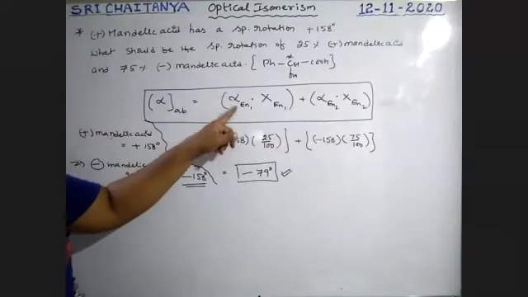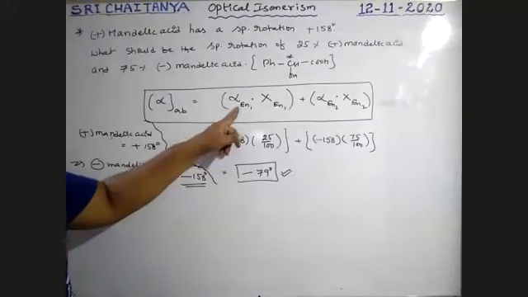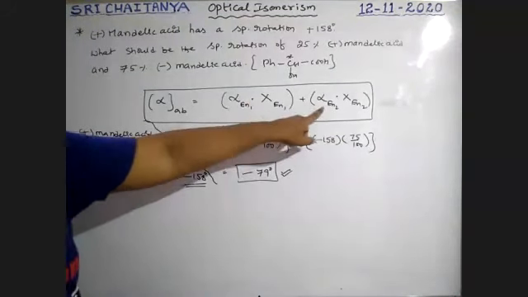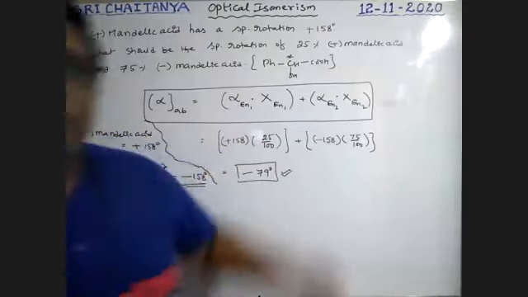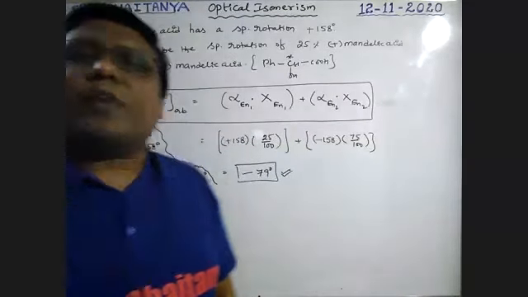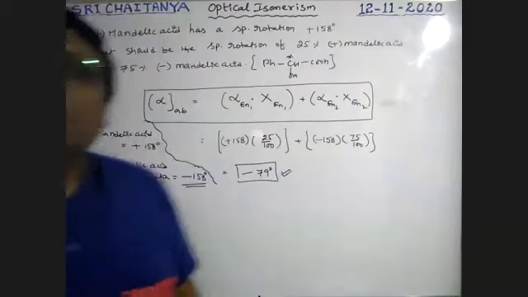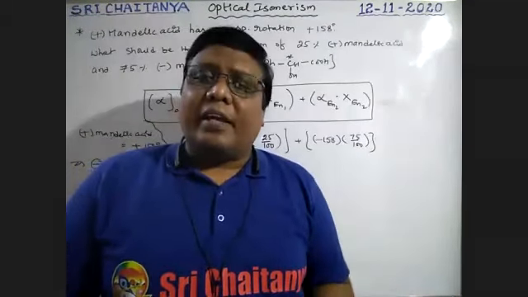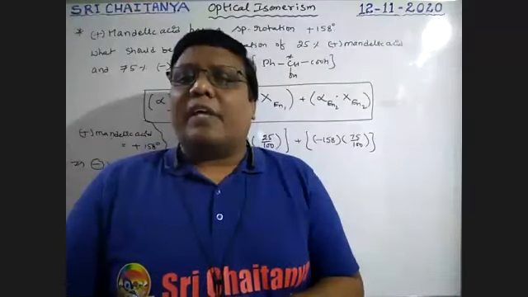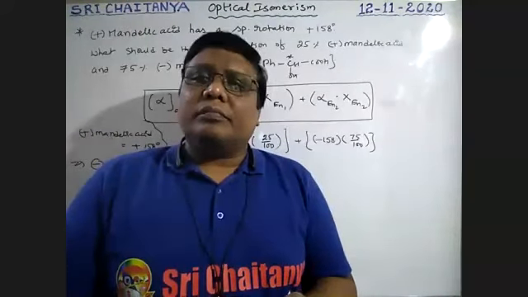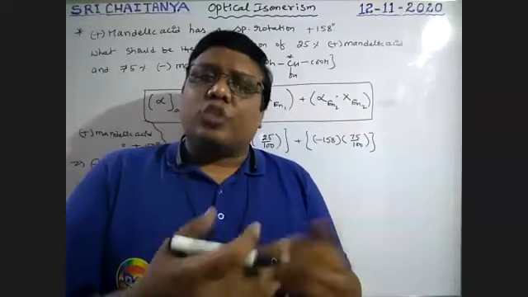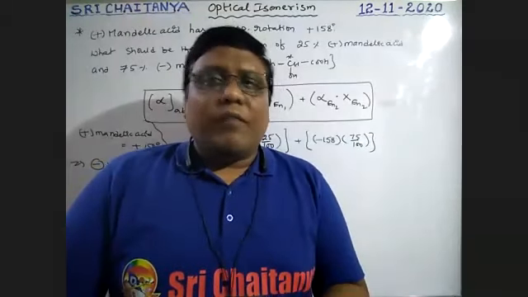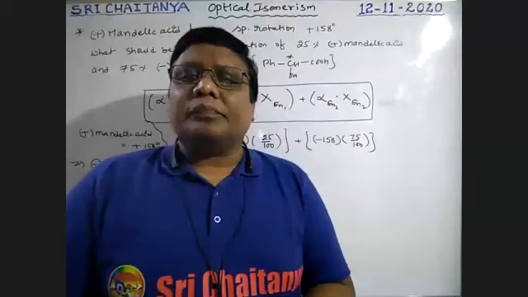Specific rotation of the mixture is the specific rotation of the first enantiomer into its mole fraction, plus the specific rotation of the second enantiomer into its mole fraction. No need of modulus, boys, because finally we get either a plus value or a minus value. If the dextro form is more, plus is more, so the final rotation should be plus. If the levo form is more, the final rotation should be minus.